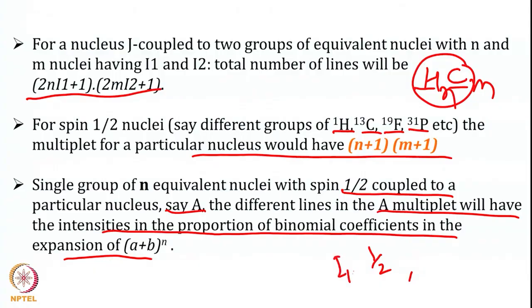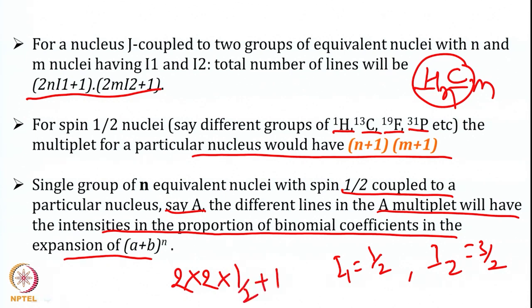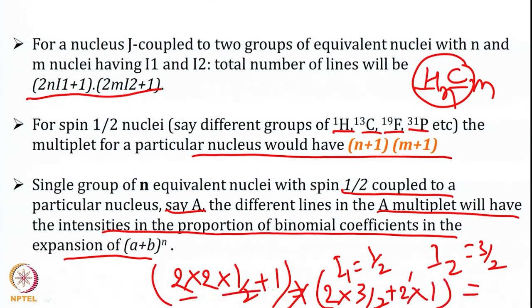For a nucleus J coupled to two groups of equivalent nuclei, N and M nuclei of I1 and I2 spin, there are two kinds of spin. Let us say I1 is half and I2 is say 3/2 or something like this. Then the total splitting will be 2 into half plus 1, which is 2, multiplied with 2 into 3/2 plus 1, which is 4. So that will be total how many? 3 multiplied with 3 plus 2 plus 1, that will be 6. So a total of 18 lines, so this will give such a complicated spectrum.